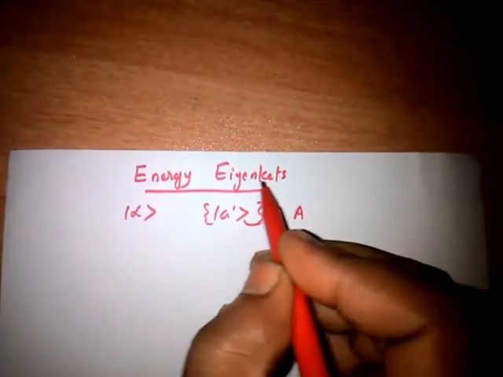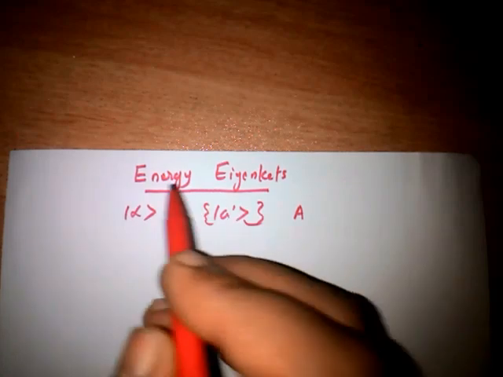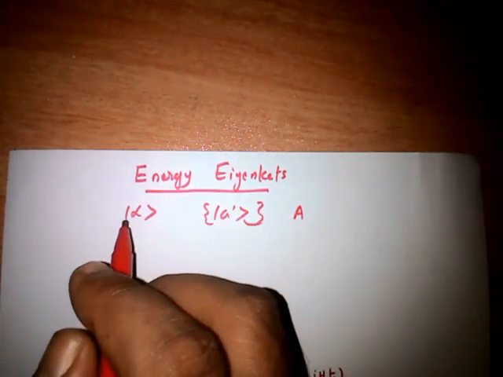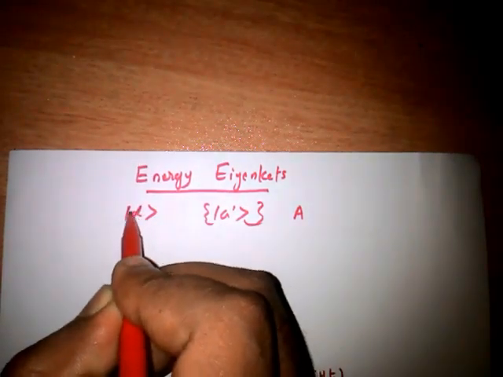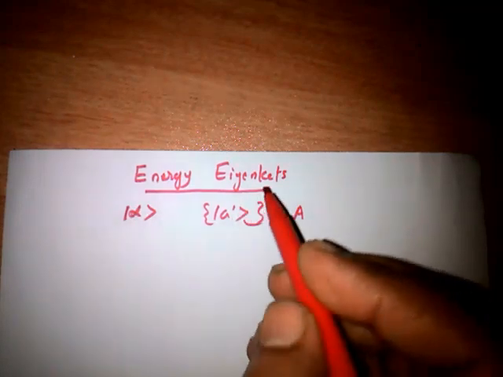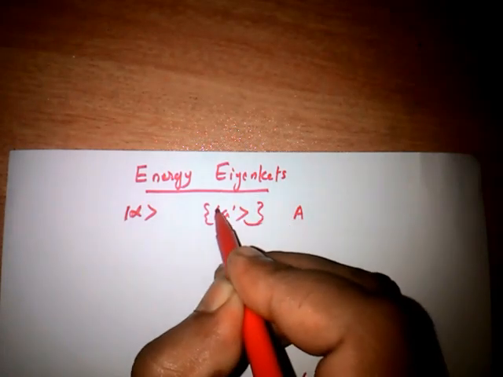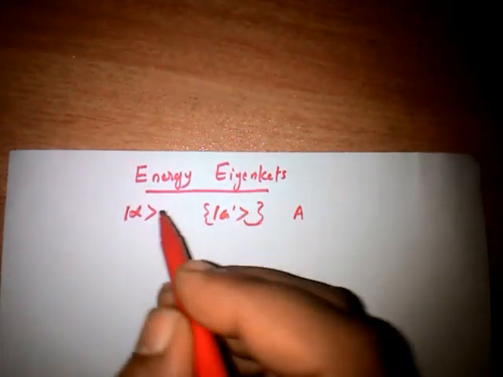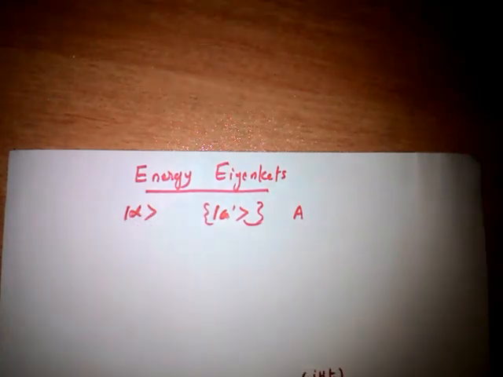Let us discuss energy eigenkets. To be able to evaluate the effect of the time evolution operator on a ket alpha, first we need to understand how this acts on the base kets which we are used to expand this state ket alpha.